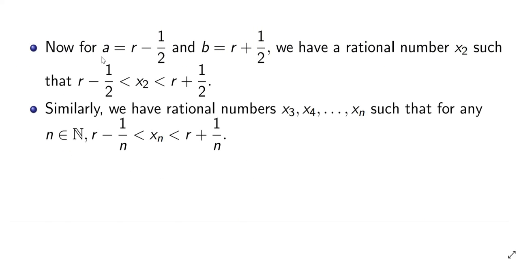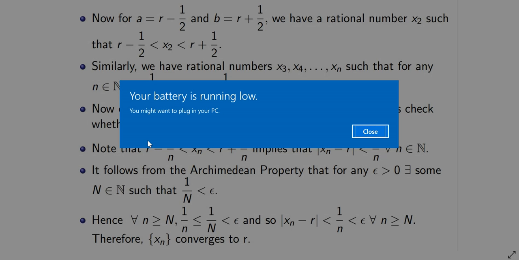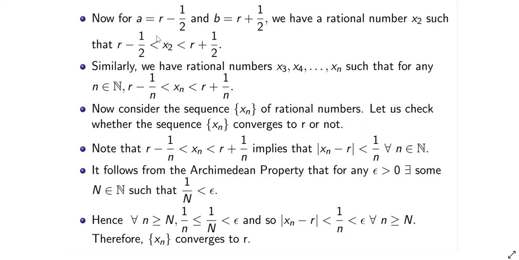Now we take a equal to r minus 1 by 2 and b equal to r plus 1 by 2. So we have a rational number x2 such that r minus 1 by 2 is less than x2 is less than r plus 1 by 2. You can now guess the next terms. Similarly we have rational numbers x3, x4, and so on, such that for any natural number n, r minus 1 by n is less than xn is less than r plus 1 by n, and all the xn are rational numbers. So we have found the sequence xn.